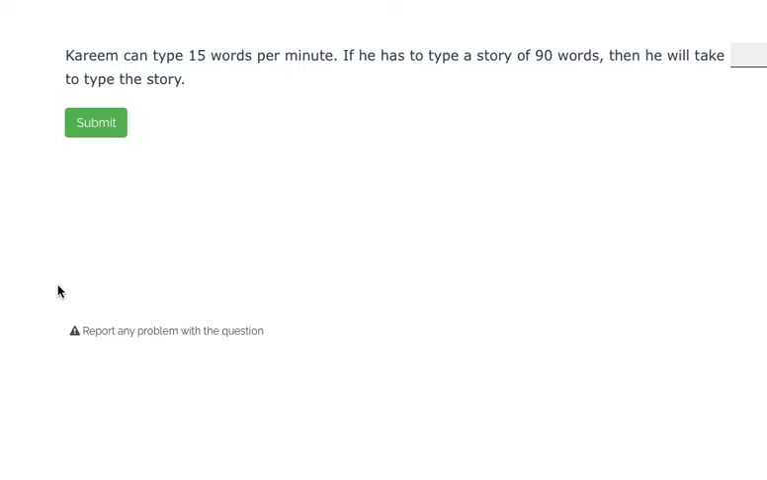Tarman can type 15 words per minute. If he has to type a story of 90 words, then he will take, so 15 into what equals 90. So you can add, skip count on the number line, you can multiply it, or you can divide 90 by 15. Yeah, but this time I will try multiplication if you're okay.